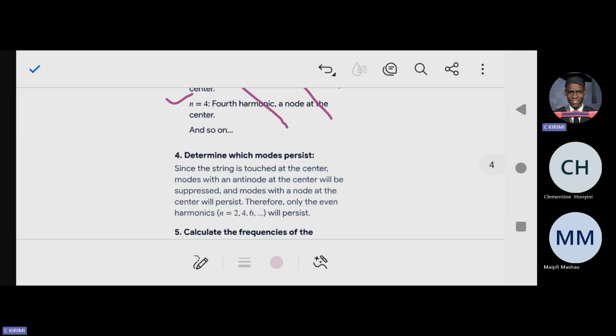So since the string is touched at the center, modes with an antinode at the center are suppressed, and the modes with a node will persist. Only the nodes, which means the ones that are going to persist here. So this is a node. This is a node. And so on, because this is a sine wave, it will continue repeating itself.